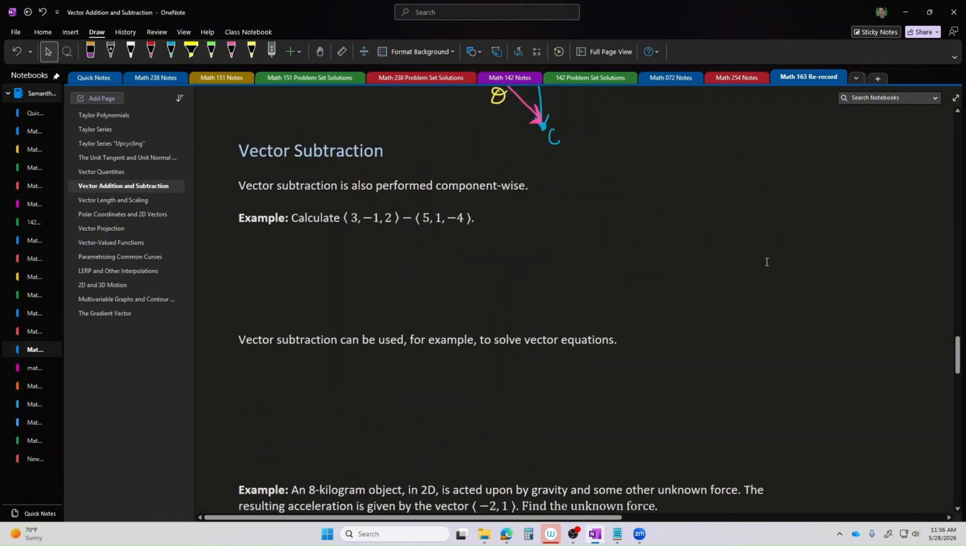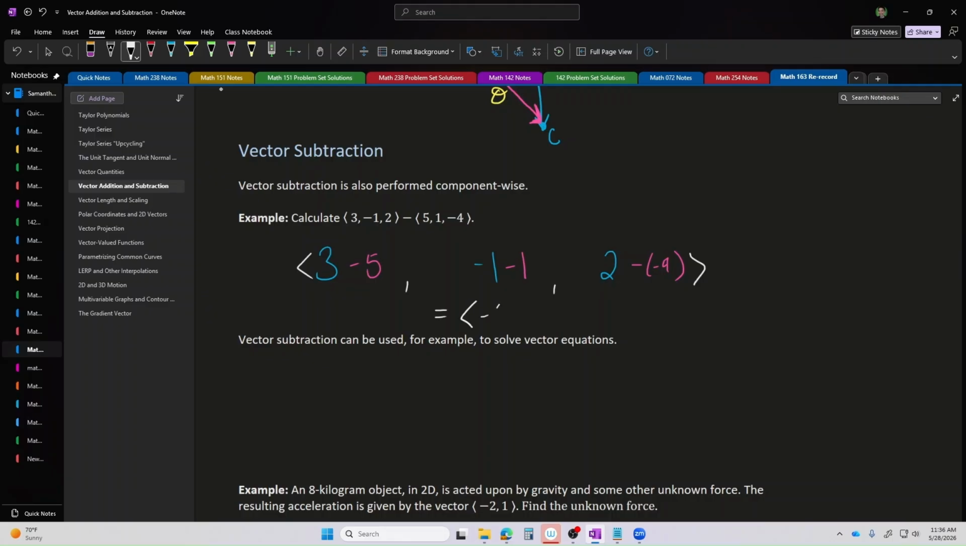Now, vector subtraction, just like vector addition, is performed component-wise. So if someone gives me, for example, (3, -1, 2), and then subtract (5, 1, -4), then I can do that by taking 3, -1, and 2 and respectively subtracting 5, subtracting 1, subtracting -4. So the difference between these two vectors after simplification would be (-2, -2, 6).